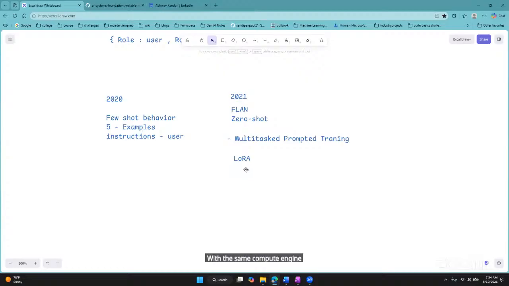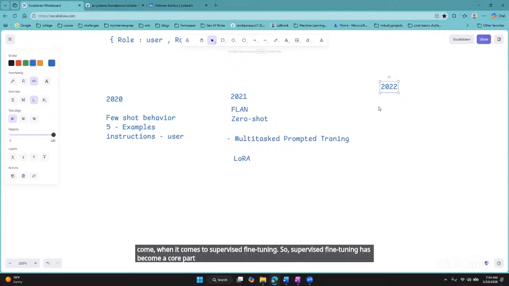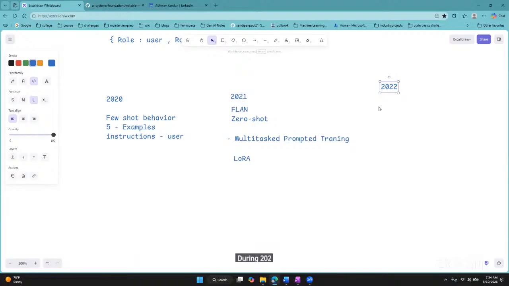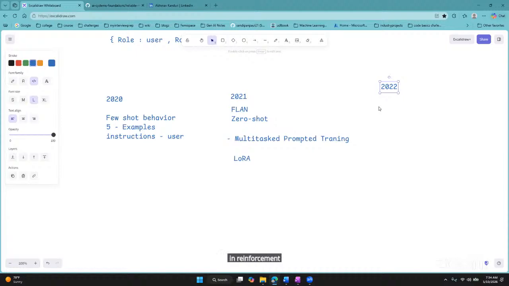Then that's where LoRA came into the picture. Now, in 2022, they targeted something else to achieve better fine-tuning instructions when it comes to supervised fine-tuning. Supervised fine-tuning became a core part during 2022 because they understood that though the model was generating text, it was not falling in place of the user request. Then they came across supervised fine-tuning, and it became a core part in reinforcement learning human feedback.